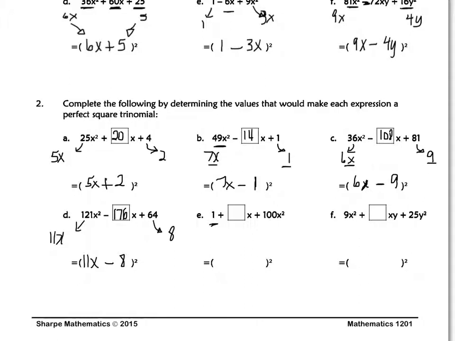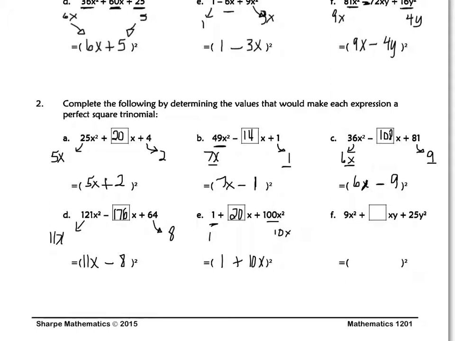The square root of 1 is 1. The square root of 100x squared is 10x, sorry. And twice the product of 1 and 10x is 20x. And then our factors would be 1 plus 10x.